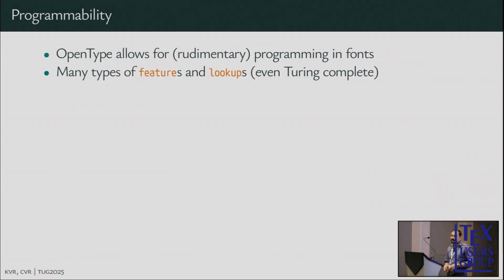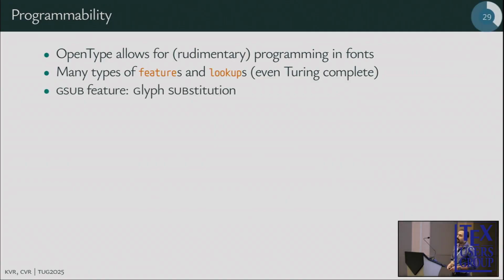And the key features are known as feature and lookup. These are the technical terminology used by OpenType. And in particular, the one useful for us is glyph substitution. Technically, it's known as GSUB. That's glyph substitution, where you can replace a sequence of glyphs with another glyph, or one glyph with a number of glyphs, but not a number of glyphs with another number of glyphs. So there are certain limitations, but there are certain possibilities as well.